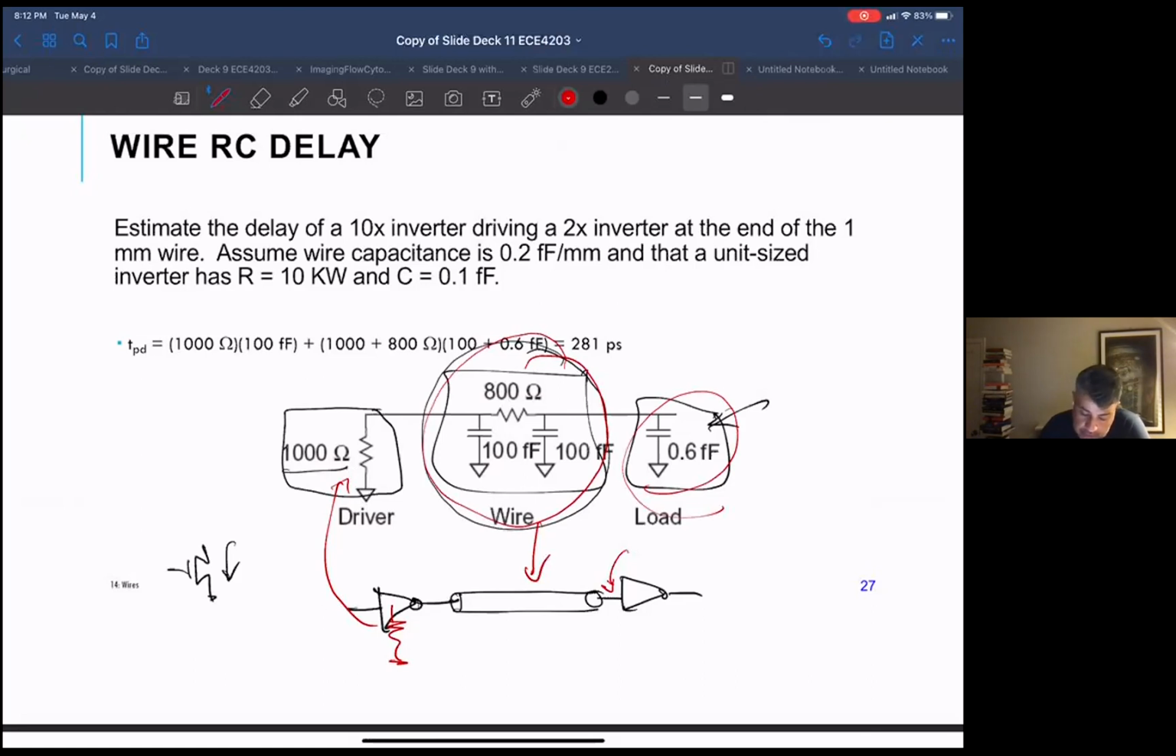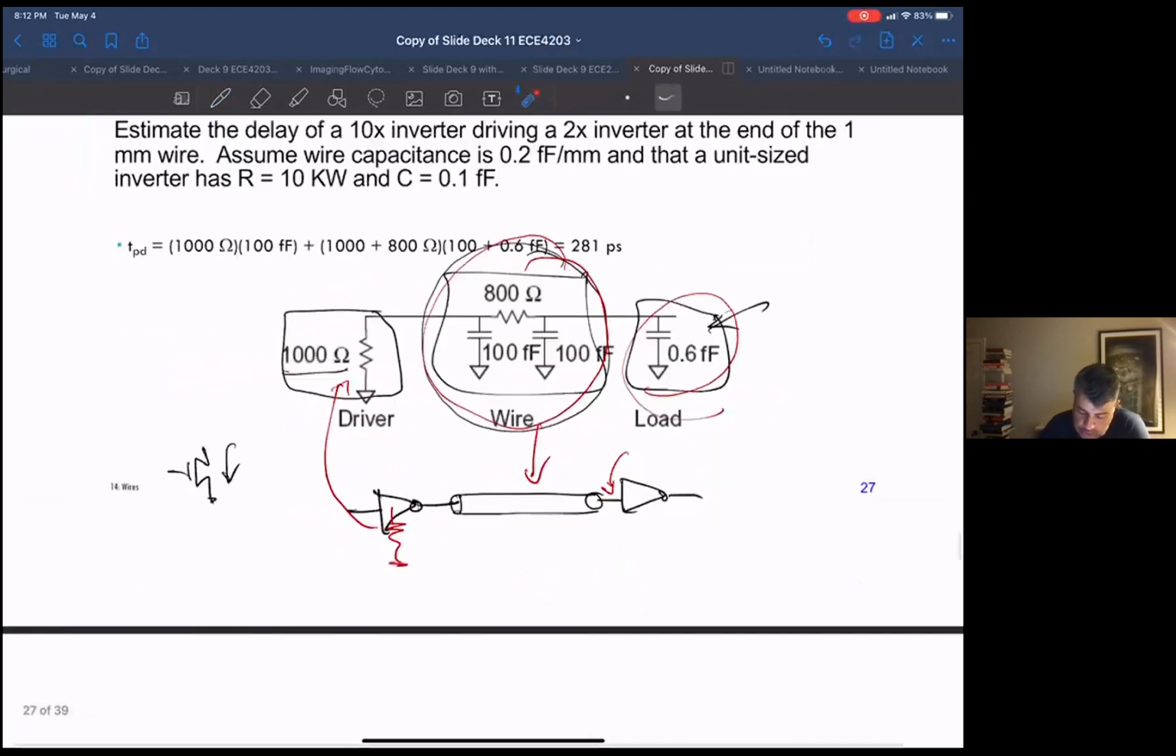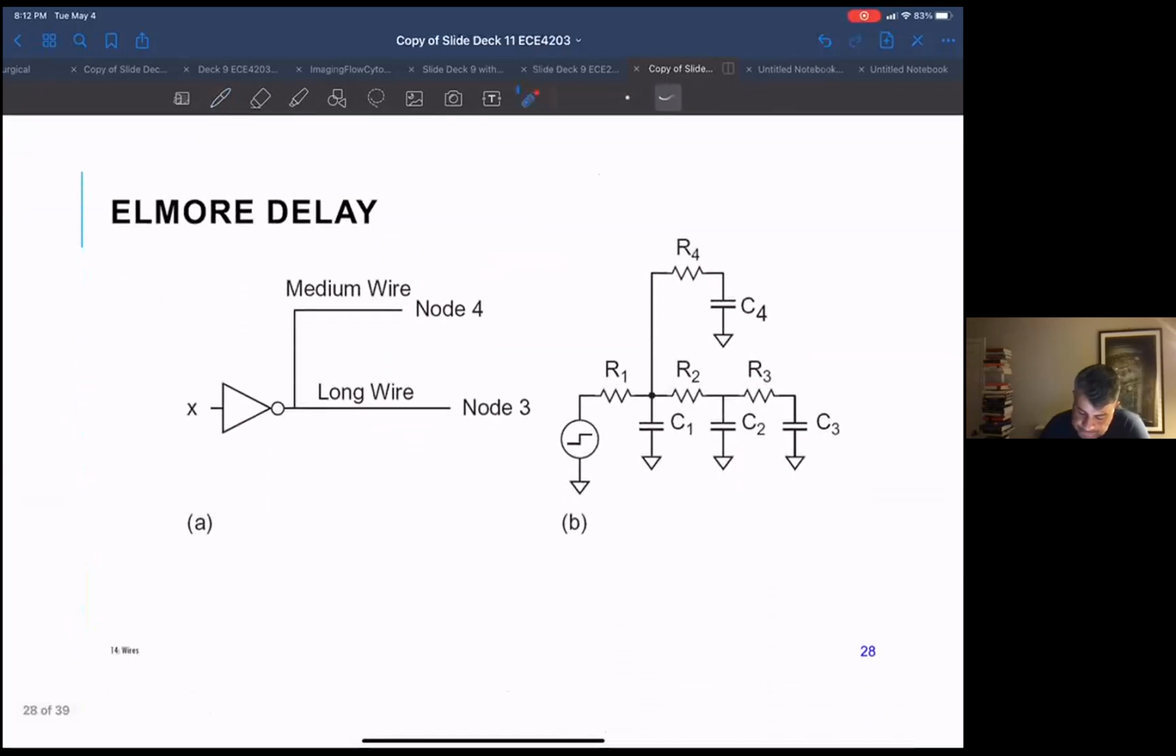To come up with an estimate of the delay, you can use the Elmore delay, which is this resistance times that capacitance, plus this resistance times that capacitance, plus this times that. And then you can stop there. If you had more segments, you would just do the same Elmore delay estimate. Okay.